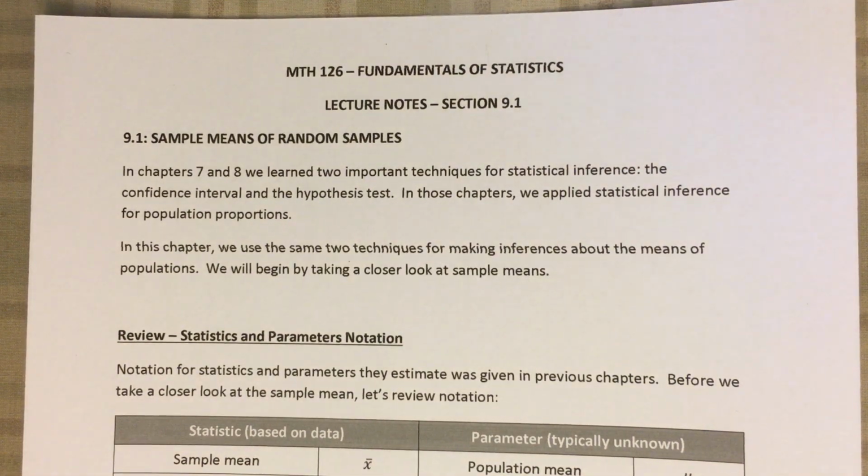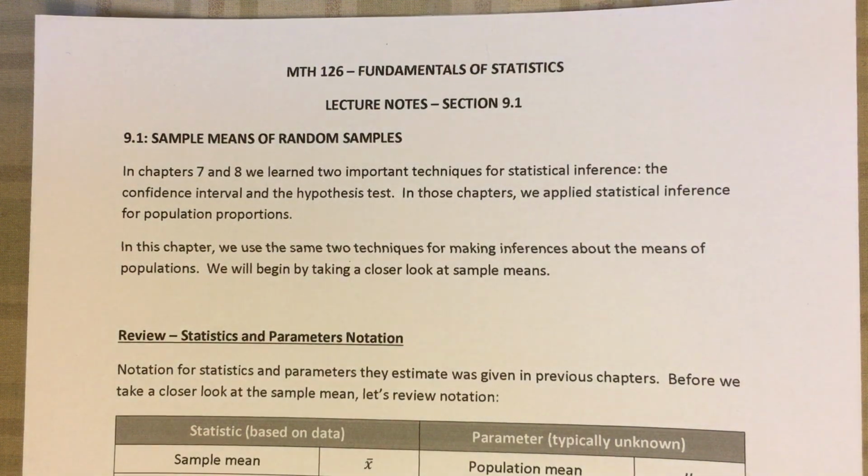Today we're going to talk about Chapter 9, and we're going to get started by talking about sample means. As we go through Chapter 9, we're going to see a lot of problems similar to Chapter 7 and Chapter 8. In Chapter 7 and Chapter 8, we learned two important techniques for statistical inference: the confidence interval, which was in Chapter 7, and the hypothesis test, which we just talked about in Chapter 8.